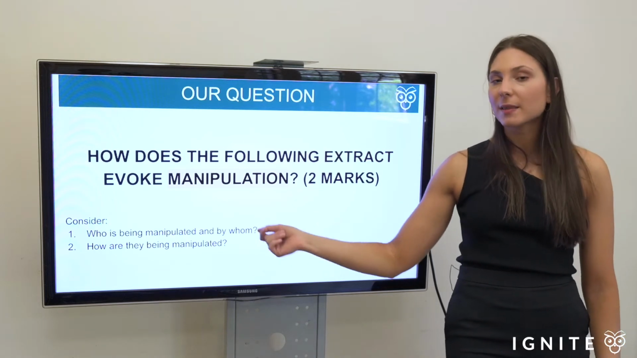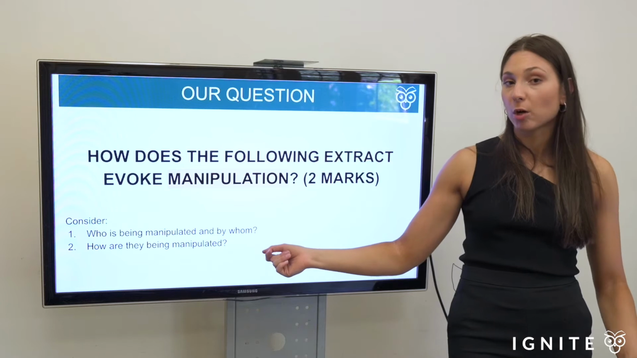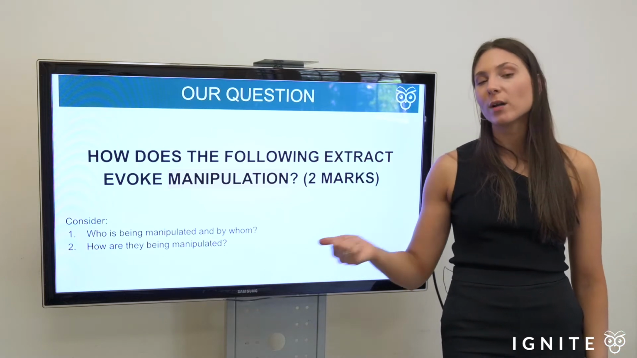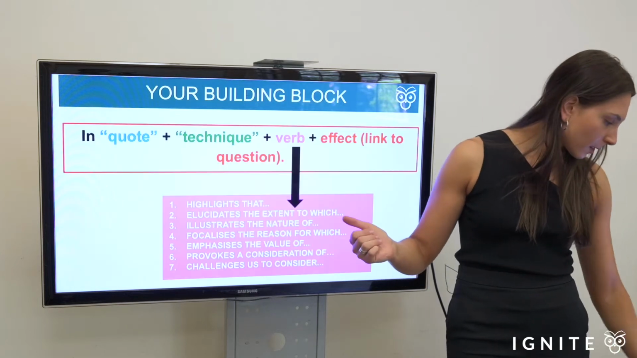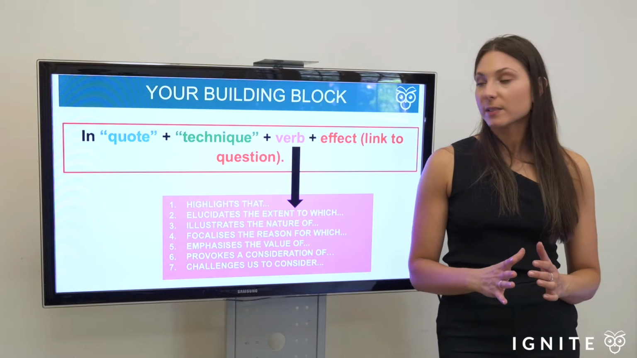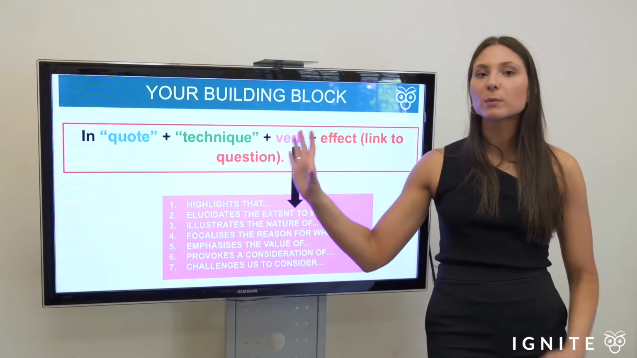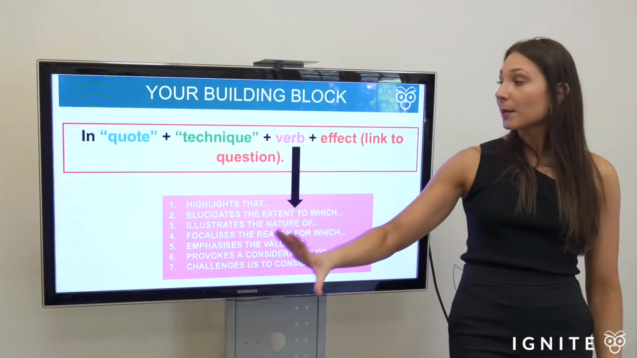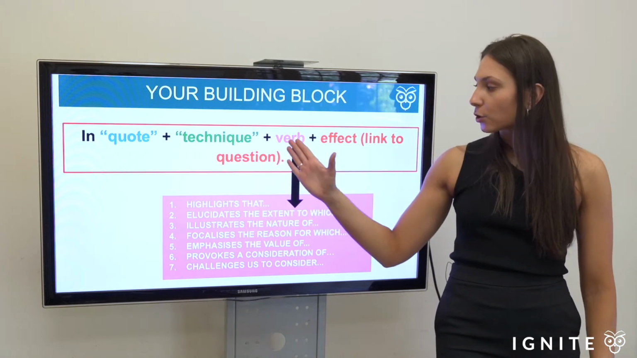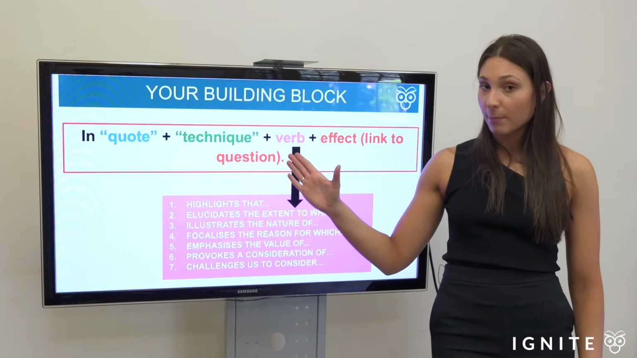And through answering that, you're going to offer up a stronger topic sentence. It's a 2-marker, so we just need a topic sentence and 1 quote technique effect sequence. So when we're getting to that quote technique effect sequence in the response, you're working through your building block of analysis, where you're unpacking a quote, you're identifying the technique in that quote, you're using a verb to describe the impact of that technique.